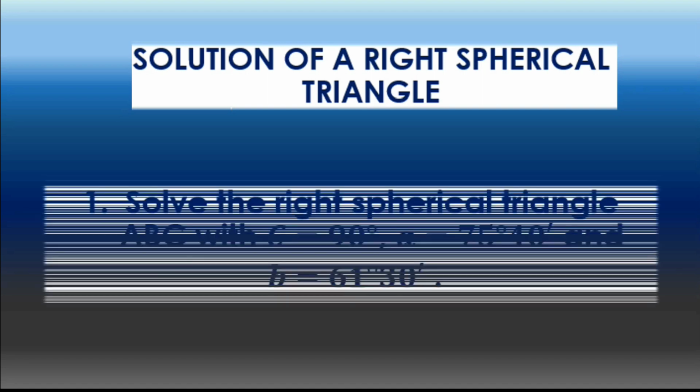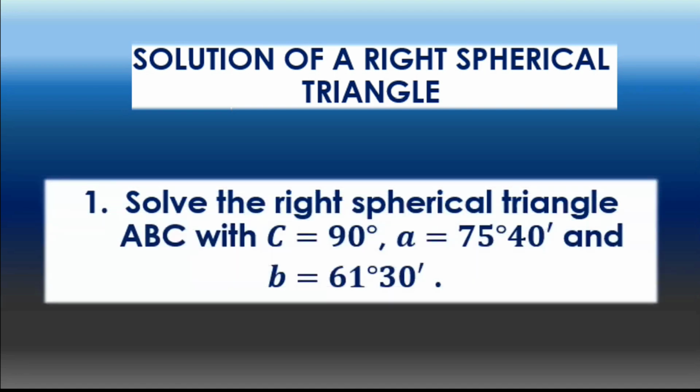Okay, so this is example number one. Solve the right spherical triangle ABC with angle C that measures 90 degrees. Remember that a right spherical triangle, as I mentioned last time, has an angle C that is always 90 degrees. That is the clue. Considering this problem, side A measures 75 degrees and 40 minutes, and side B is 61 degrees and 30 minutes.